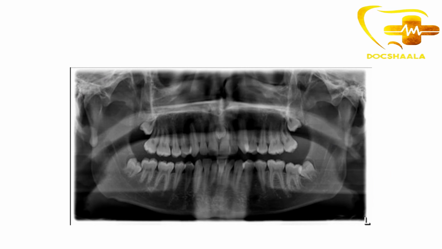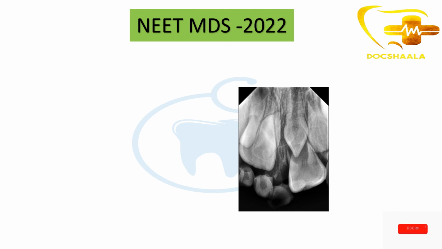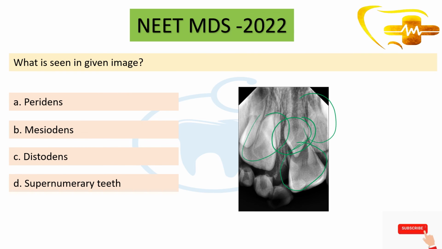This is an OPG. In this OPG, you can observe the Mesiodens here. From the image, you can see that it is erupting in between two central incisors. This is a primary one. This is central incisor 1 and 2, and it is erupting in between these two. Hence it is a Mesiodens.